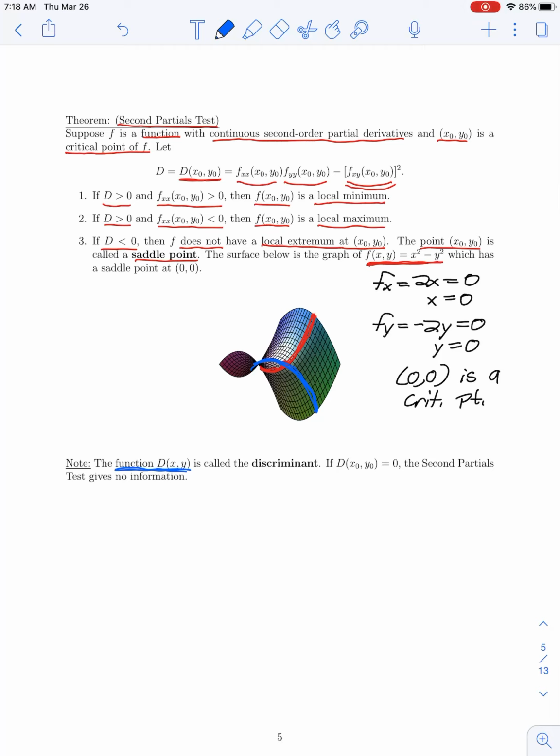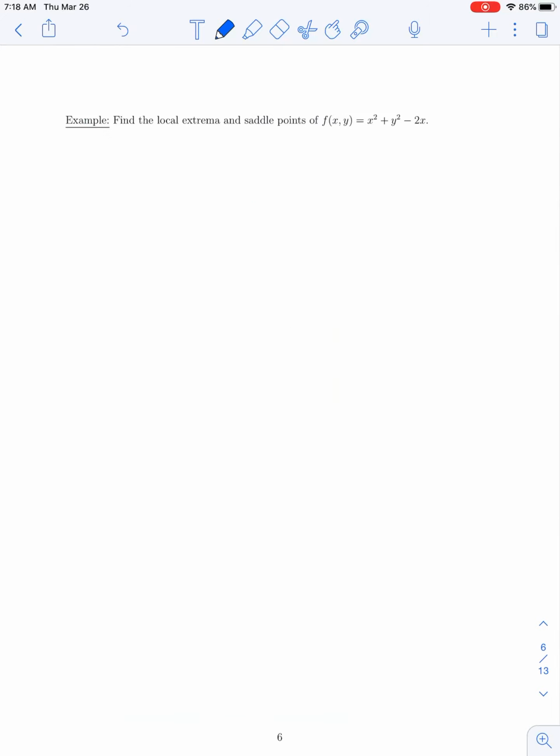So in this second partials test, this function, D of x,y, which we're using to tell us whether we have a maximum or a minimum, is called the discriminant. And the only other case which we haven't discussed in the second partials test is the case where the discriminant at our critical point is 0. If we have a 0 discriminant, this second partials test gives no information. We cannot say whether we have a maximum, a minimum, or a saddle point.